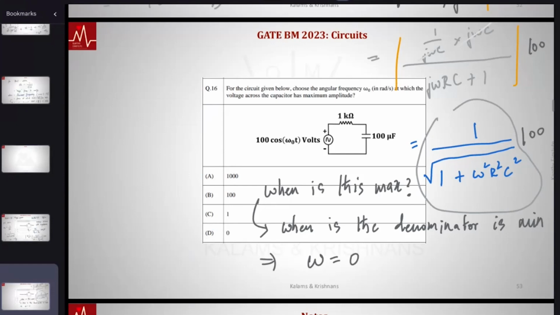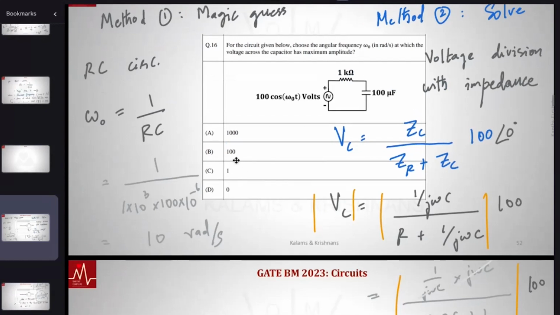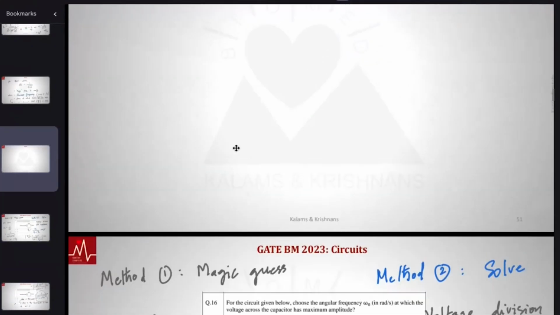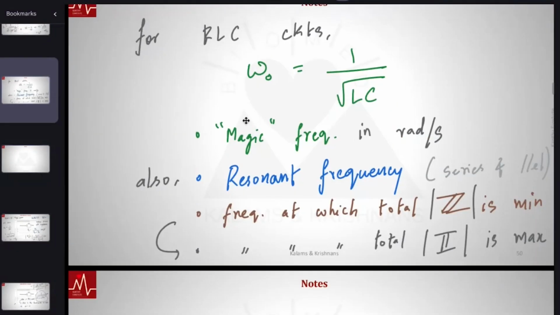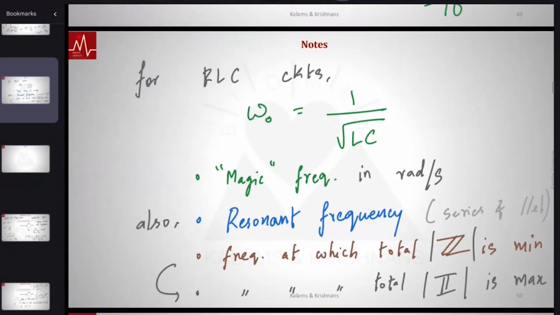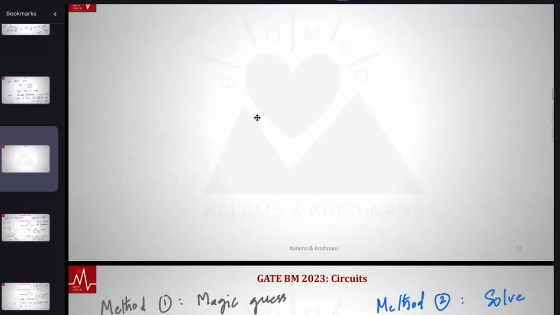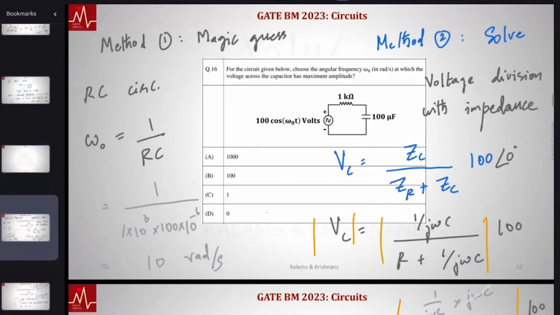And this is an example where, of course, the magic frequency that we calculated doesn't work. Fortunately, they didn't put the trap. If I were the examiner, I would have put 10. There are many cases, roughly 8 out of 10 questions, where the magic frequency works. Many complicated analog filter circuits, it works. There are 1 or 2 examples where it doesn't work. This is one such example.